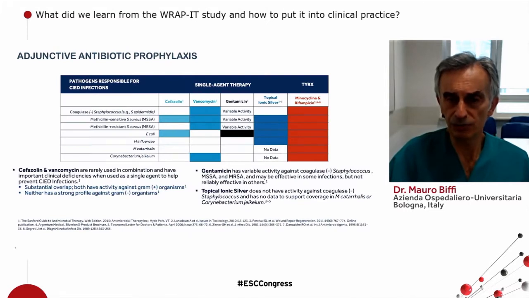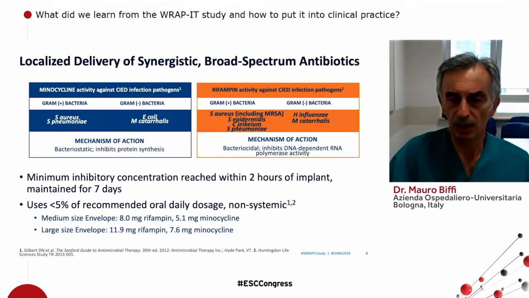Meanwhile, we learned from the literature that many of the deficiencies shown by IV antibiotic prophylaxis are covered by minocycline and rifampin, especially when these are delivered locally to prevent surgical site infection. So how can we deliver antibiotic prophylaxis for a prolonged time until complete wound healing occurs, so the inside of the pocket is completely sealed against the external environment?